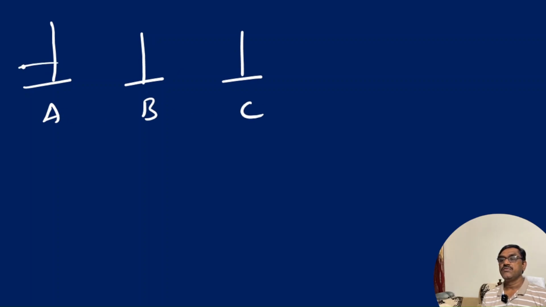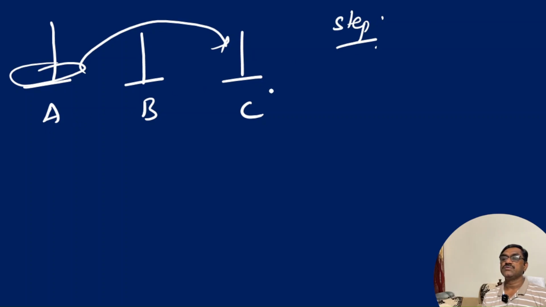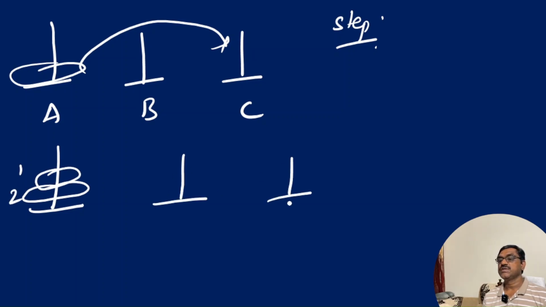See, if you have only one disk, with A, B and C, then how do we move the disk from A to C? Directly you can move it, in only one step. That is simple. Now when we have two disks like this, 1 and 2, how do we move the disks to the destination? This is B and C.